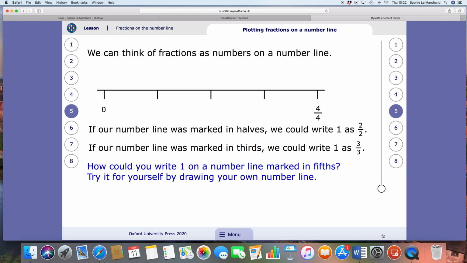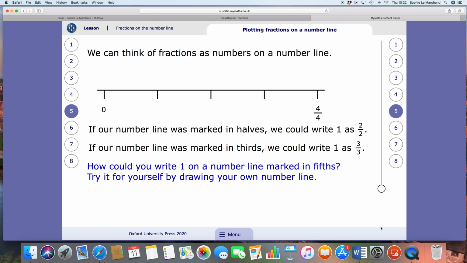Now there's a final question I want you to think about today before you have a go at your task. How could you write 1 on a number line that was marked in fifths? Can you try it for yourself by drawing your own number line? So that's the question I want you to have a think about and have a go at drawing that number line before you start today's worksheet.